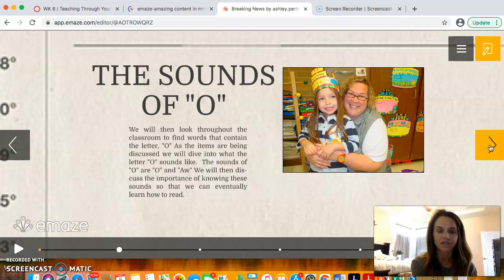We will then discuss the importance of knowing these sounds so that we can eventually learn how to read.